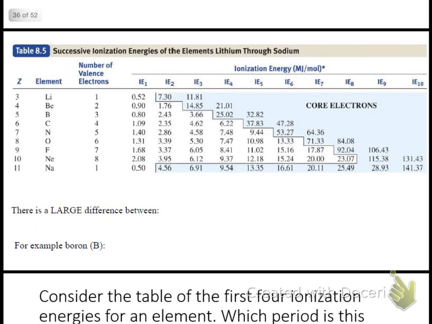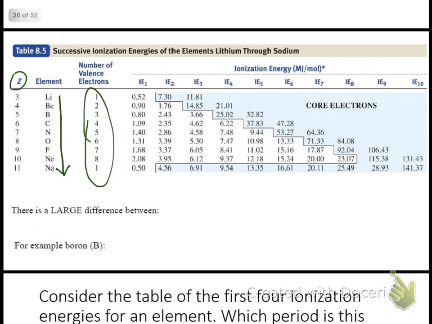Okay, so here's a chart. I want you to take a couple minutes and try to make sense of it. Here I am listing the elements by increasing atomic number. That's what Z is, atomic number. And you can see the number of valence electrons here. So let's see what happens in this table.